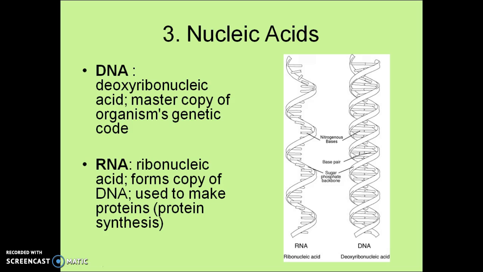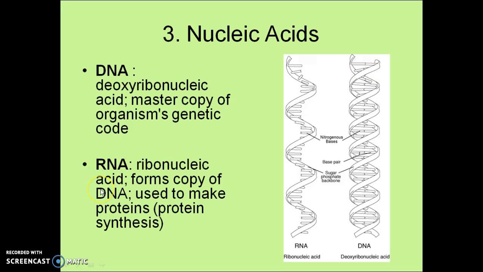Right. Now DNA, its full name is deoxyribonucleic acid. It is the master copy of an organism's genetic code. So it contains all the instructions needed for all the life processes that occur within that organism, and those instructions get passed down from parents to offspring. This is a picture of the DNA molecule. Notice it's 2 chains of nucleotides that are wound around each other.